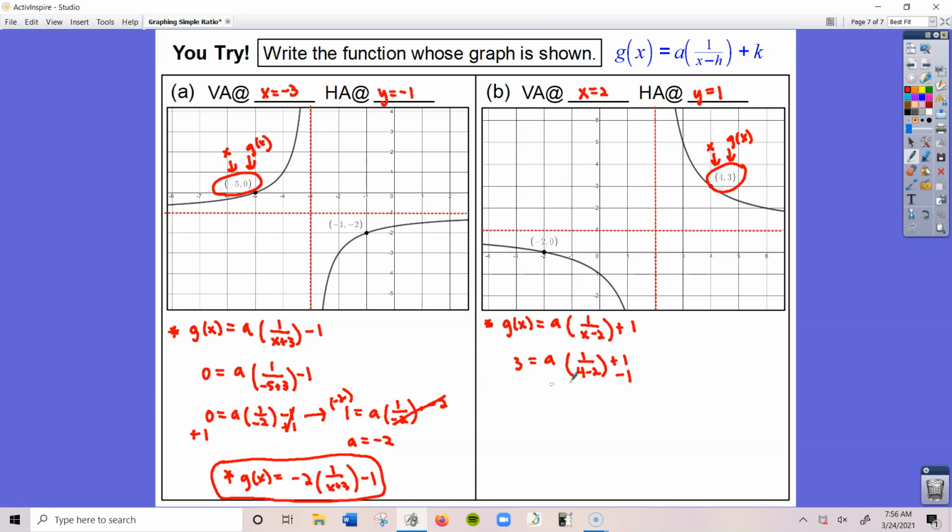We can subtract this 1 and we get 2 is equal to a times 1 over 4 minus 2, which is 2. To cancel this out, we're going to multiply 2 to both sides. And we get that 4 is equal to a. So now I can rewrite my equation. So g of x is equal to 4 parentheses 1 over x minus 2 plus 1. And that would be my answer. And that's graphing simple rational functions.